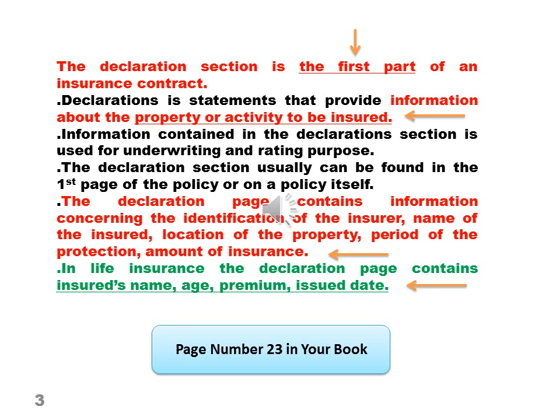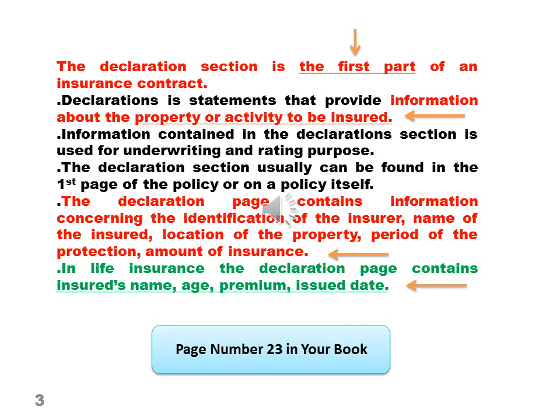The second part of any insurance contract, definitions. The third part of any insurance contract, insuring agreement. The fourth part of any insurance contract, exclusions. The fifth part, conditions, and the last part, miscellaneous provisions.